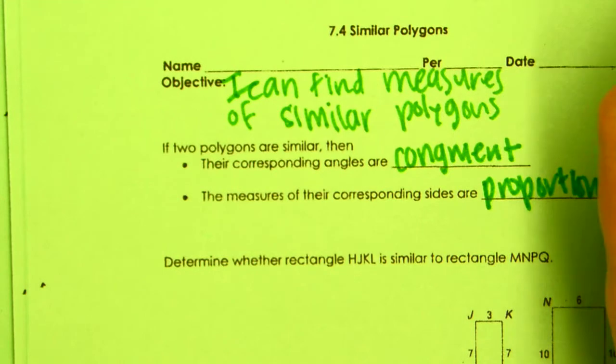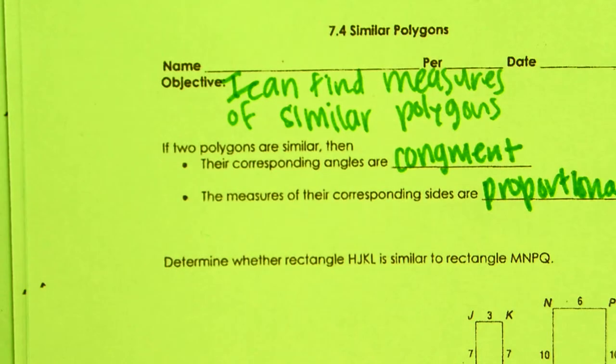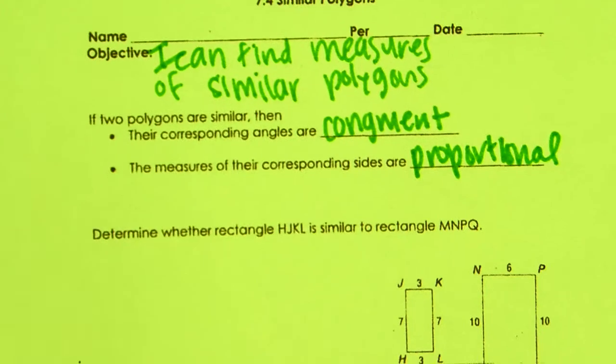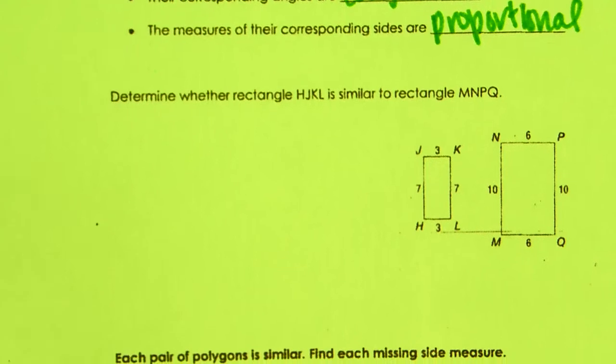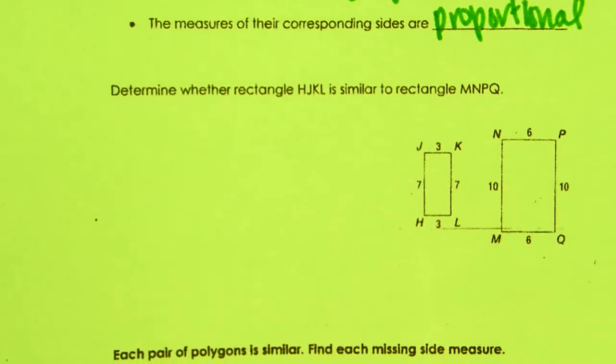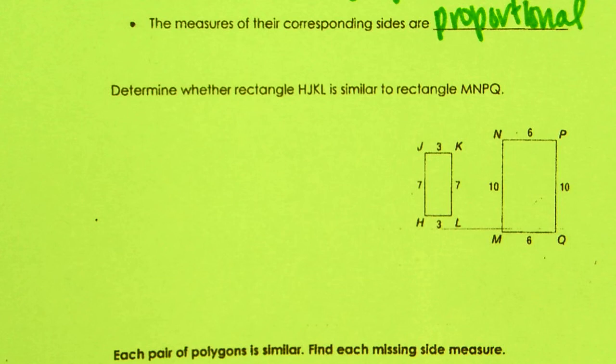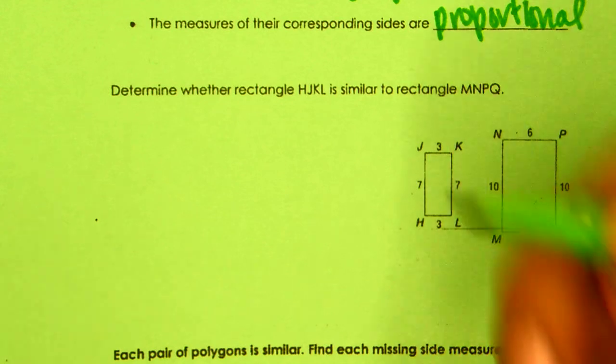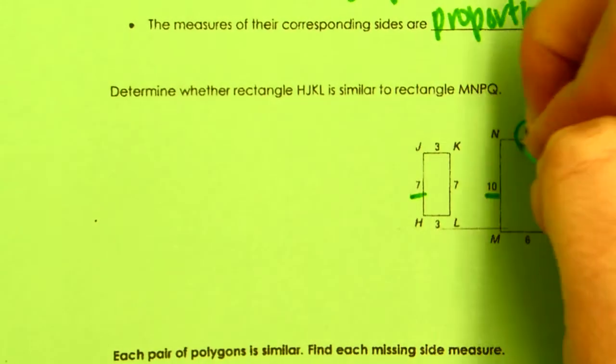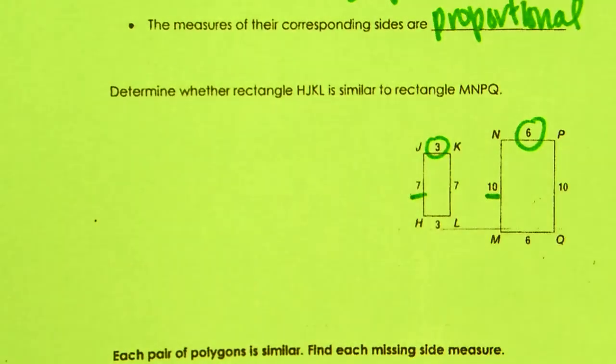So their corresponding sides are not the same, but when we set up two ratios, the ratios will be equal. So we have to determine whether rectangle HJKL is similar to rectangle MNPQ. It's very important that we use the corresponding parts of the rectangle. So I use the 10 with the 7, and I use the 6 with the 3. And we're going to set up a ratio for each side, so each set of corresponding sides.